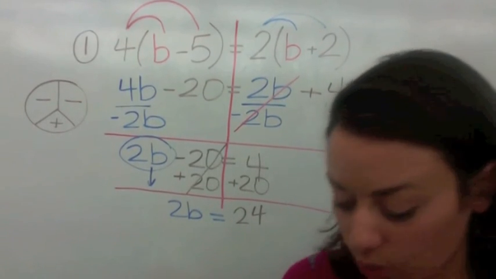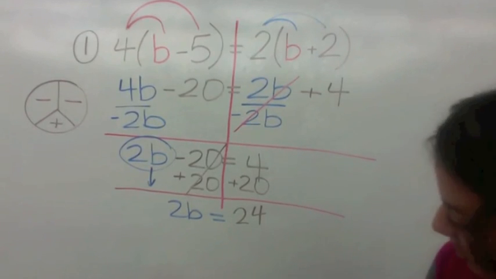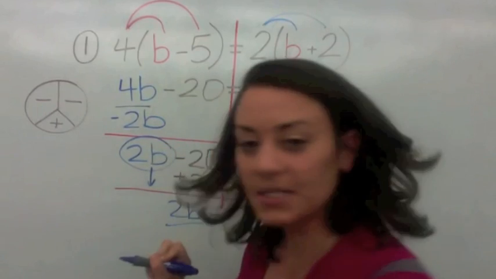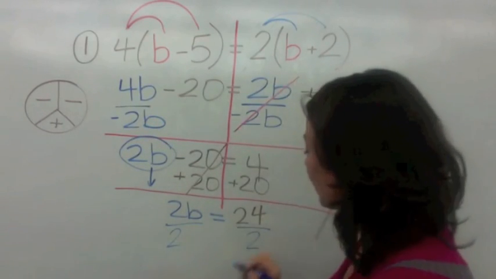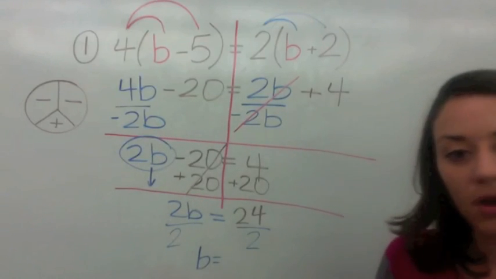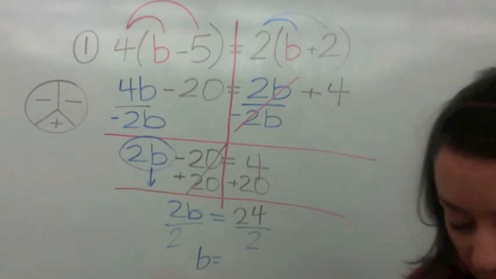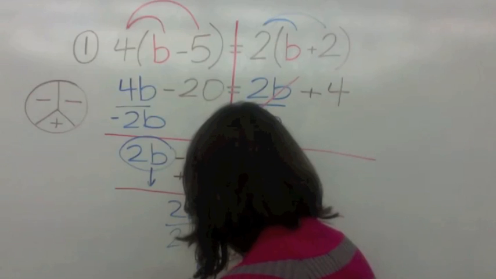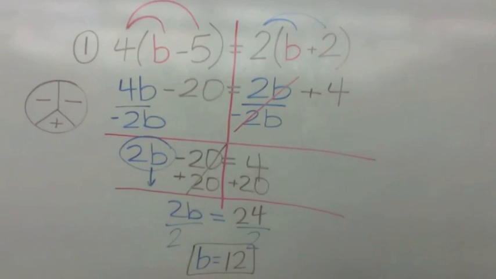So if 2b equals 24, then 2 and b are married. B wants to be alone, so they need to get a divorce, don't they? Yeah, they do. So you divide both sides by what? Oh, by 2. Yes, you divide both sides by 2. Okay, how many times do you skip count by 2 to get to 24? It's 12. Yes, because 12 times 2 is 24. That's right. So the answer to this problem is b equals 12. Make sure you have that written down.